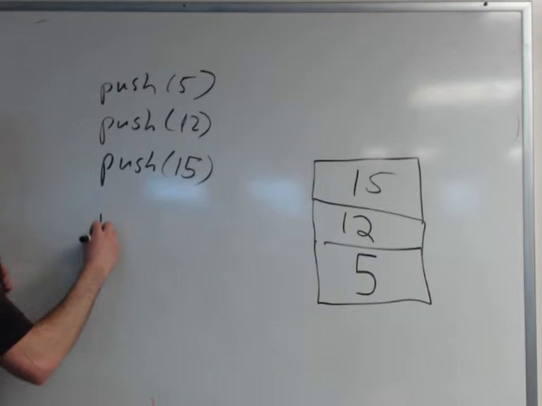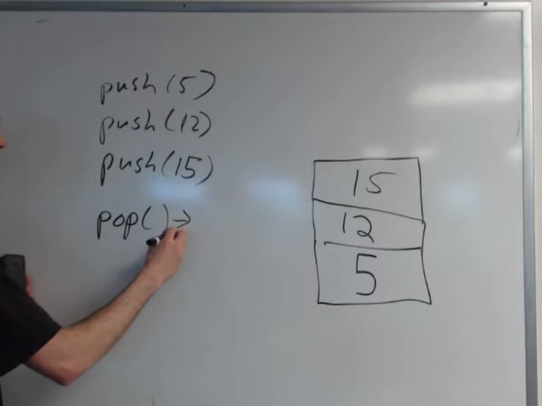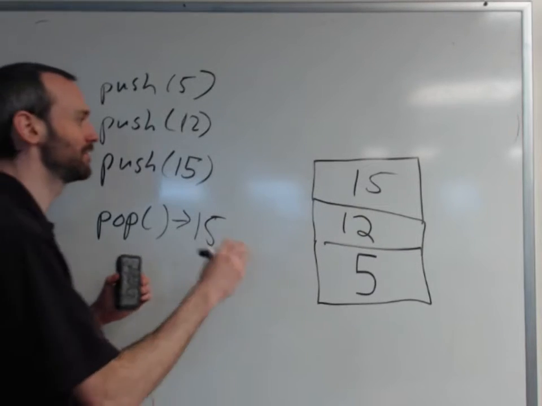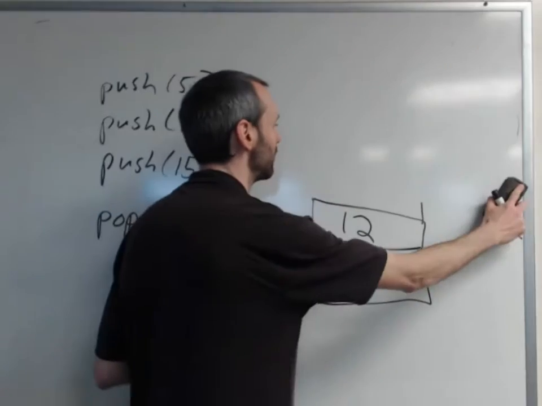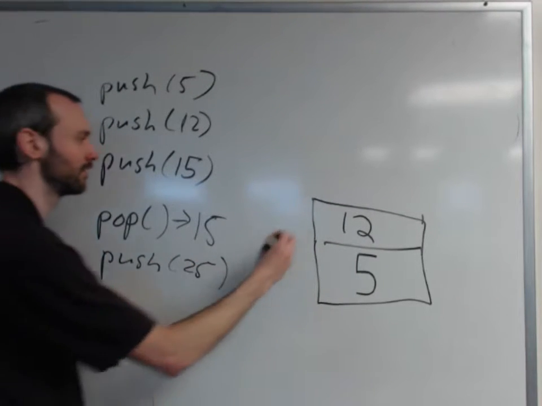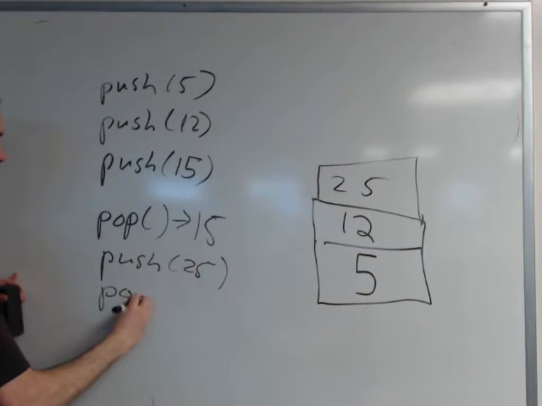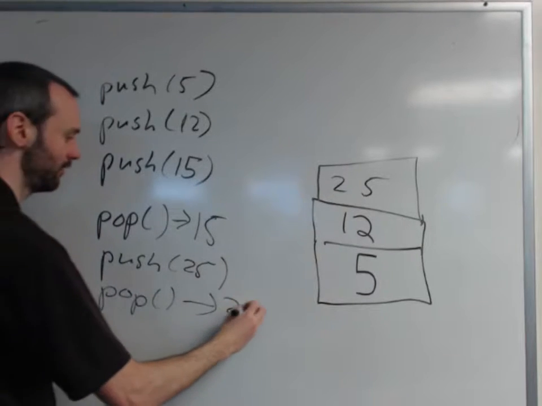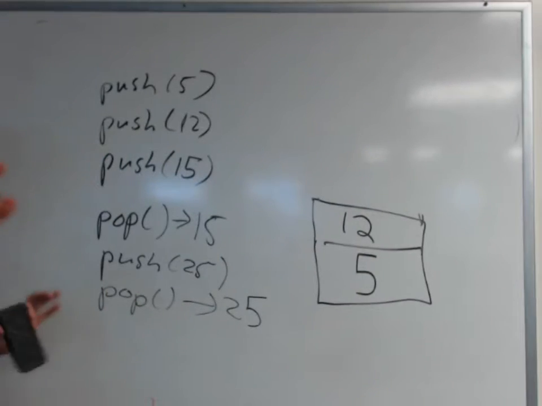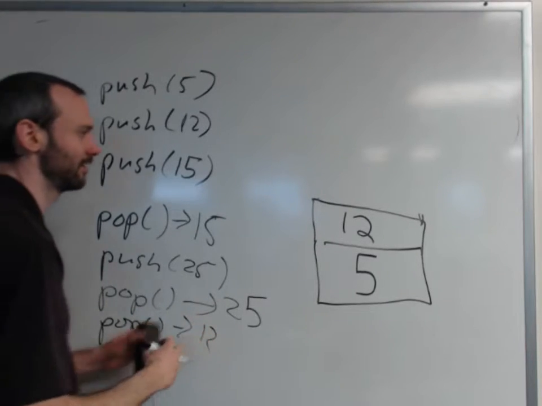So if I pop, what should I get back? 15. Last in, first out. So 15 was in there last, so I get back 15, and 15 goes away. I can push 25. 25 goes back up. Now if I pop, I get 25. Now if I pop again, 12.